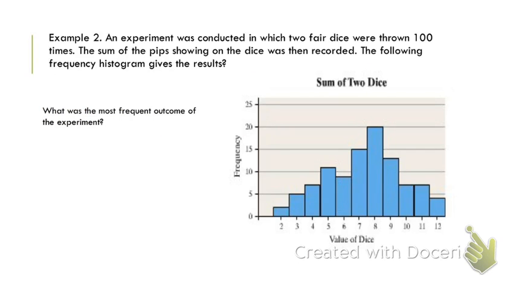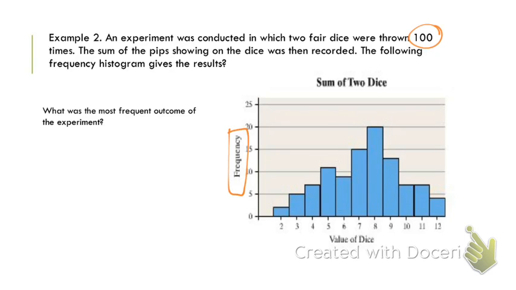So here's an example of a histogram, and it's an experiment with 2 fair dice thrown 100 times. The total of all of the bars added up together is 100. That's the total frequency. And the sum of the pips, which is the dots that you see on the side. I've never seen the word pips before. The sum was recorded and the following frequency histogram gives the result. So this is a frequency histogram, meaning that the bars are just counted.